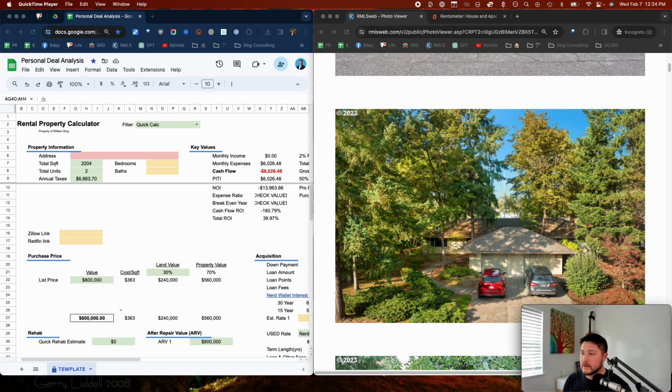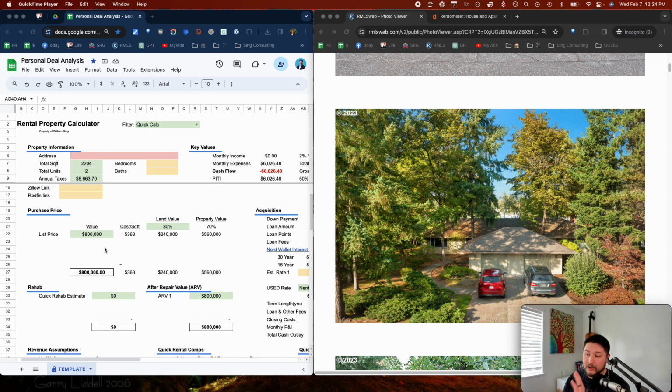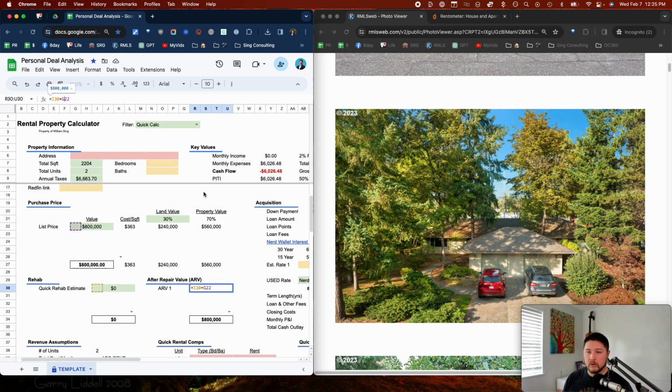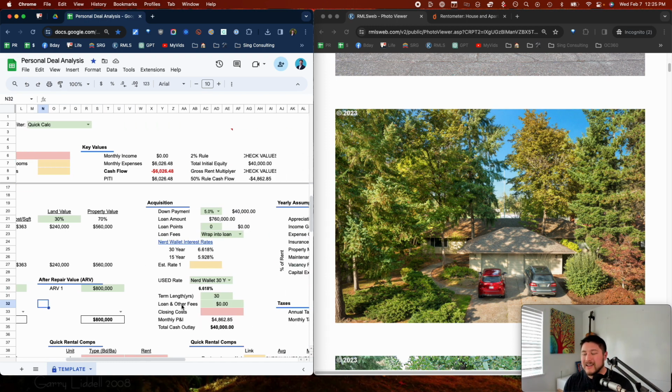Right now, this is a duplex that we're analyzing that has taxes around $6,663. The list price is around $800, and I have it so that in my equation, it will add in the rehab along with the list price, just to give a general idea of what the ARV is. Typically, just know that the ARV doesn't always match adding in the rehab costs, so just something to keep in mind.